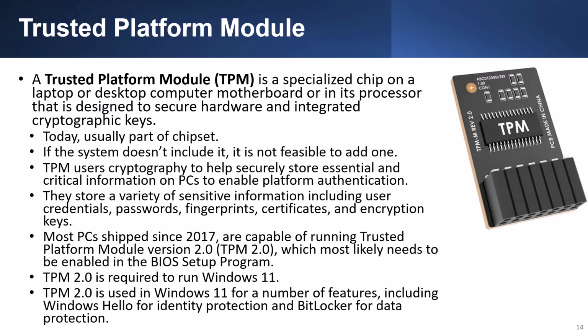TPM uses cryptography to help securely store essential and critical information on PCs to enable platform authentication. They store a variety of sensitive information, including user credentials, passwords, fingerprints, certificates, and encryption keys. Most PCs shipped since 2017 are capable of running Trusted Platform Module version 2.0, which most likely needs to be enabled in the BIOS setup program.